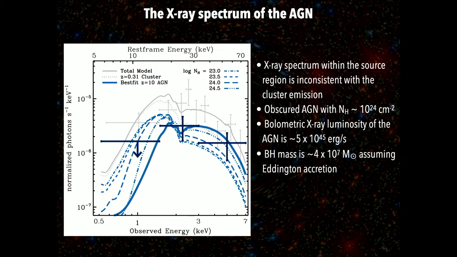If we try to do this, then this is the total spectrum, so gray is the total spectrum. And the main idea with the spectroscopy is to find out the X-ray characteristics of this source, right?